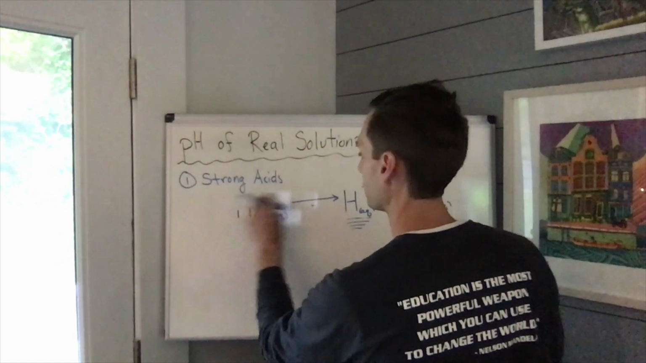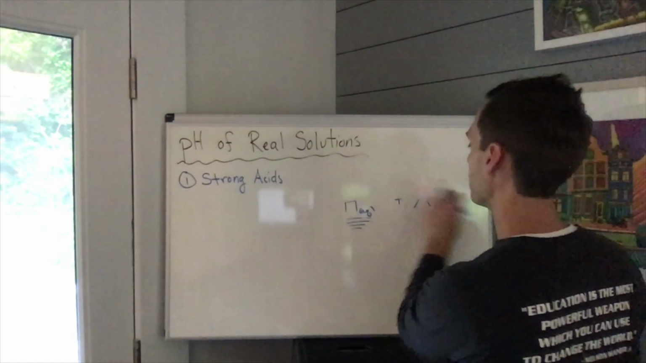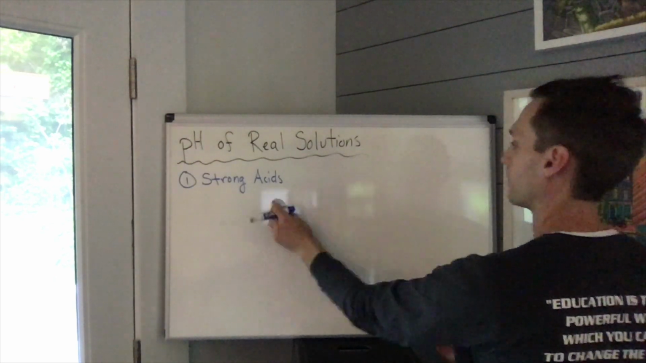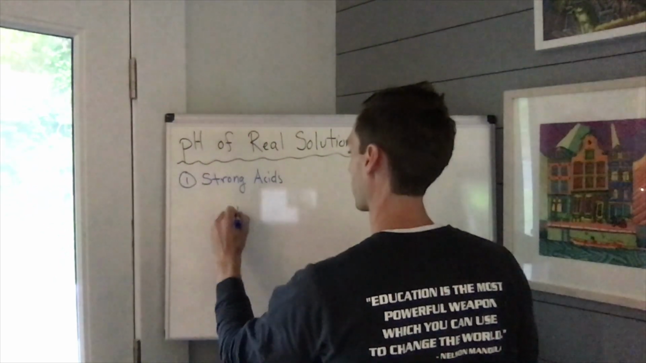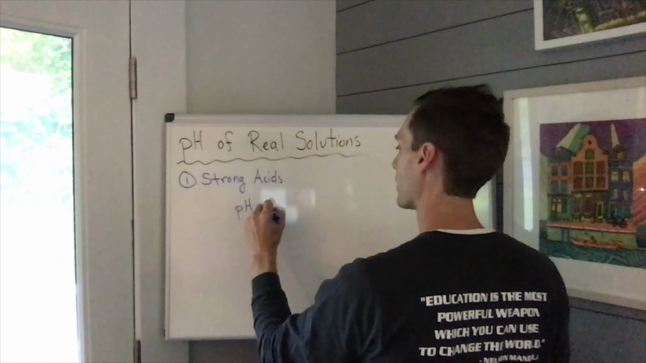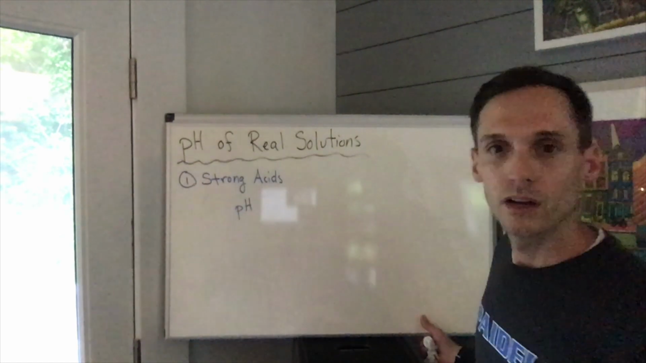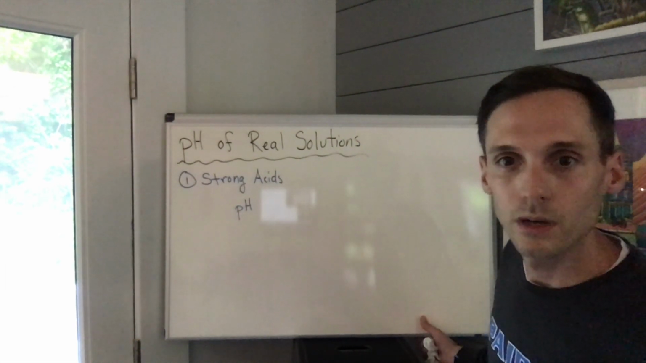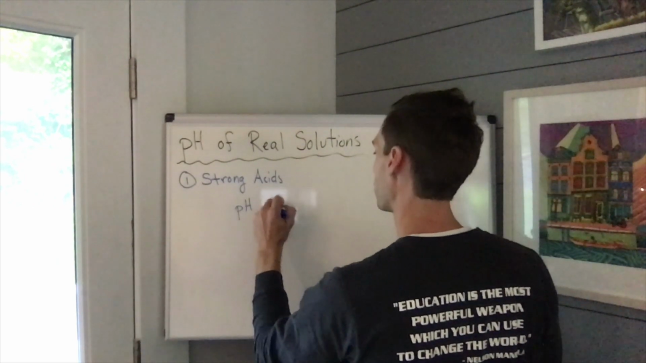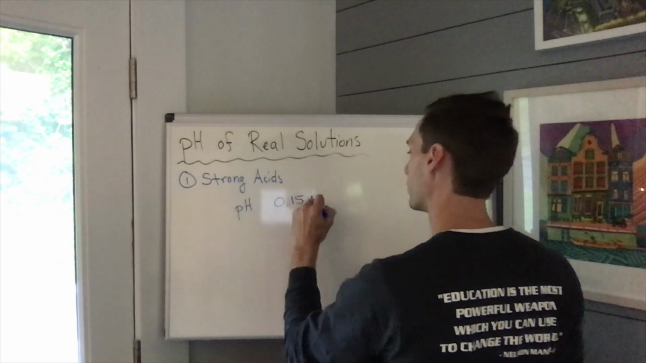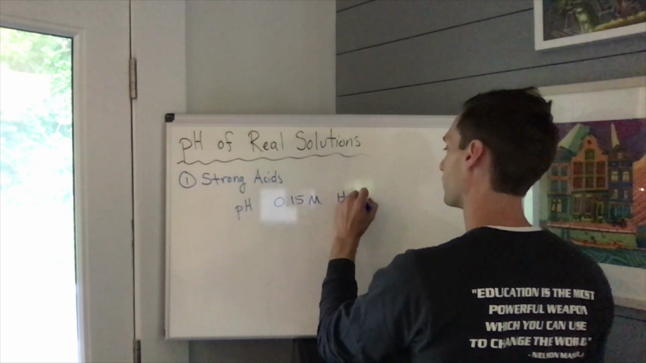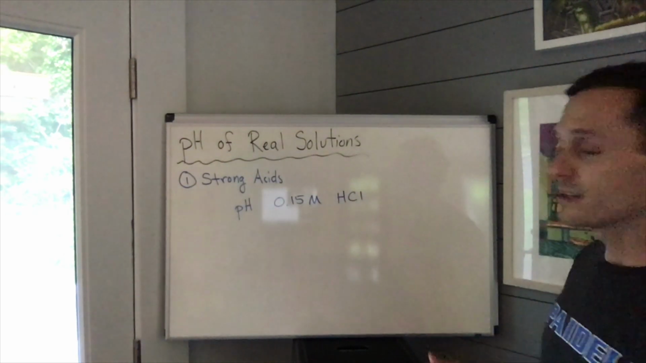So let's do an example. Let's say we want the pH of a strong acid. Let's say we're going to do 0.15 molar HCl. Okay? HCl is a strong acid.